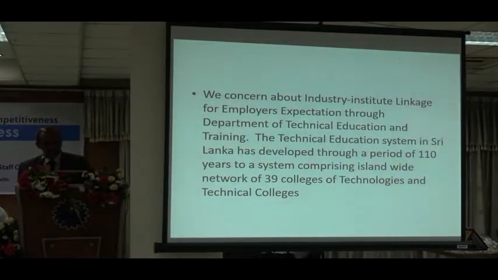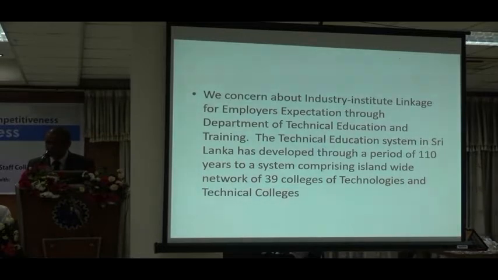Now we are concerned with industry-institute linkage for employers' expectations, at the Department of Technical Education and Training. That means we are working for the Technical Education and Training department. We are attached to the ministry of Skills Development and Vocational Training. Under that ministry, we have about 13 institutions, technical vocational training institutions all around our island.